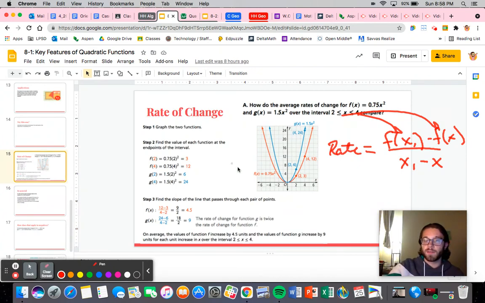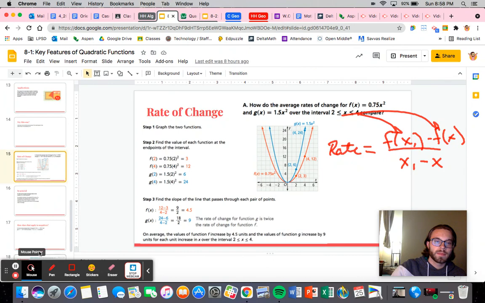So when you plug it in, you'll find that when you have a bigger a value, you're going to have a greater rate of change, which makes sense. If I took my function and multiplied it by a bigger number, of course I'm going to get a bigger answer. And if you're multiplying by a bigger number, you're going to get a bigger value a lot faster. So that kind of makes sense.